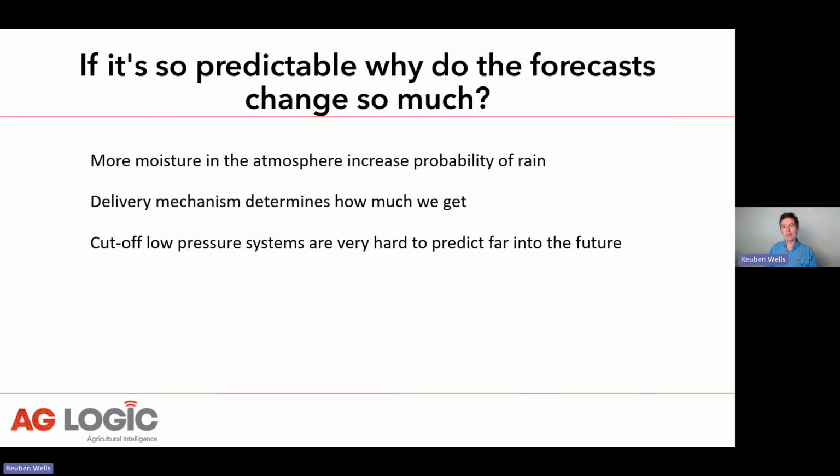The other question I'm getting a bit at the moment is, if it's so predictable, we can see that IOD below, we know there's going to be rain, why are the forecasts jumping around so much at the moment? Well, there's more moisture in the system, so there's an increased probability of rain, but it's actually the delivery mechanisms, the low pressure systems that grab that moisture that really determine how wet we get. And we've got these things called cut-off low pressure systems, and they are really hard to predict and where they move. They bounce all over the place.